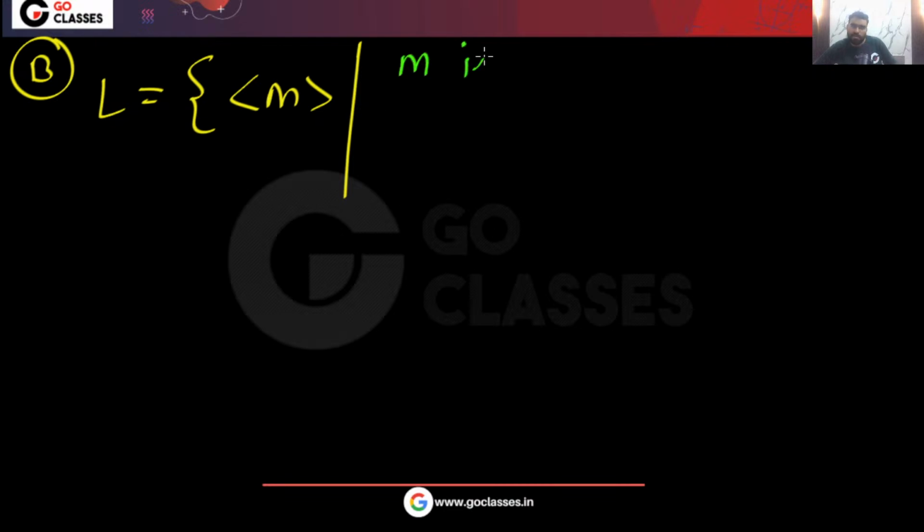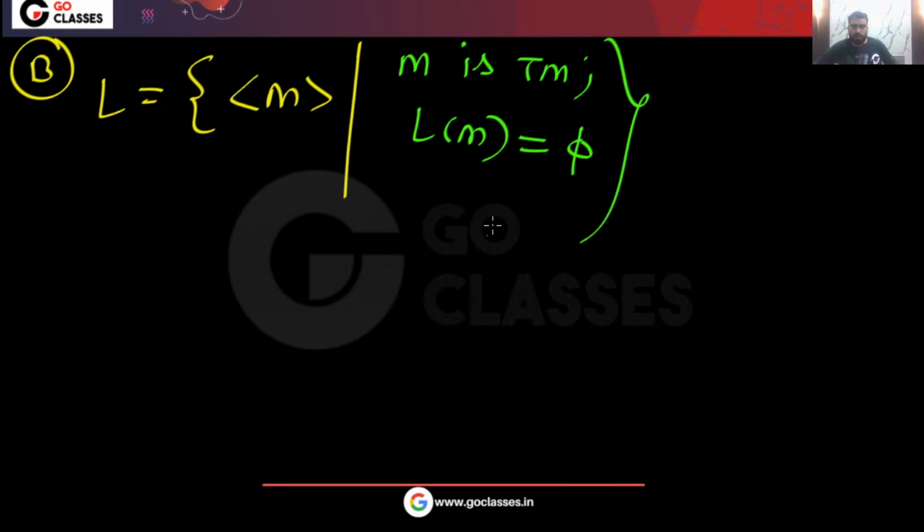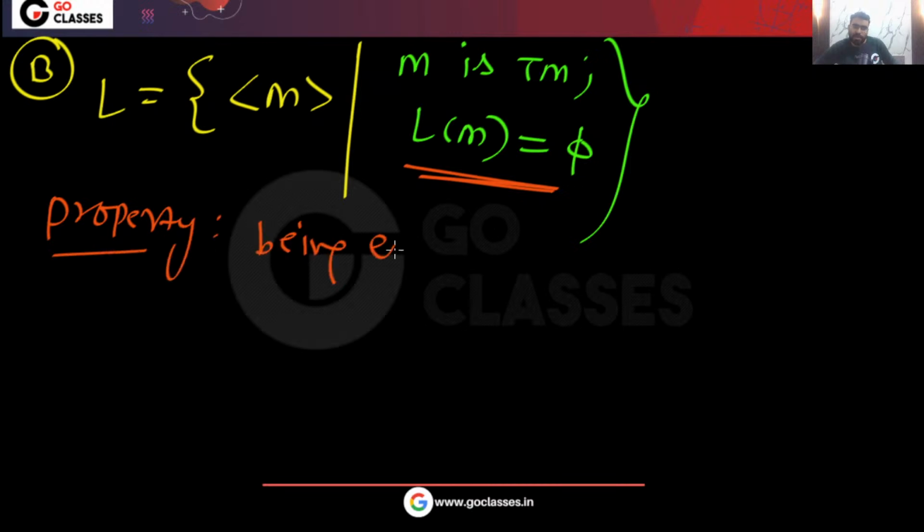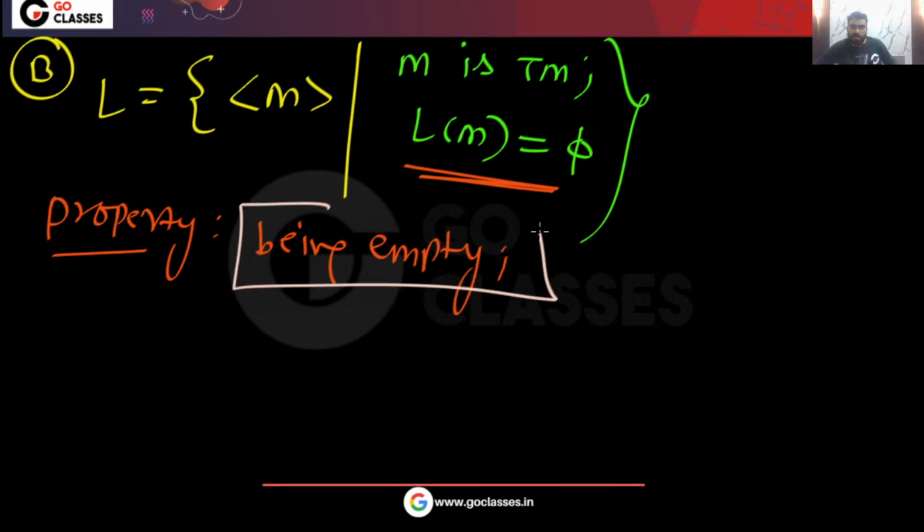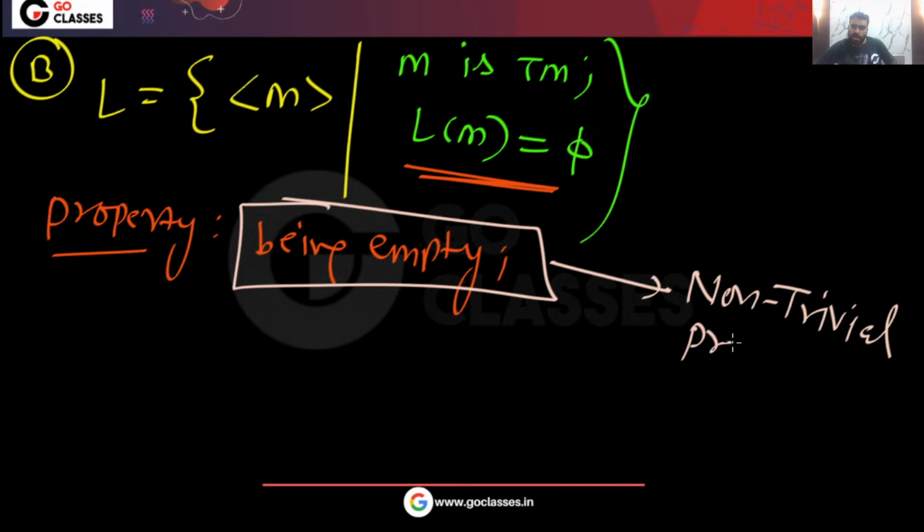So here M is a Turing machine, and the question is saying that L(M) is equal to phi, the empty language. Now what is the property here? The property is basically being empty, yes or no? Being empty is the property. This is a non-trivial property for RE languages.